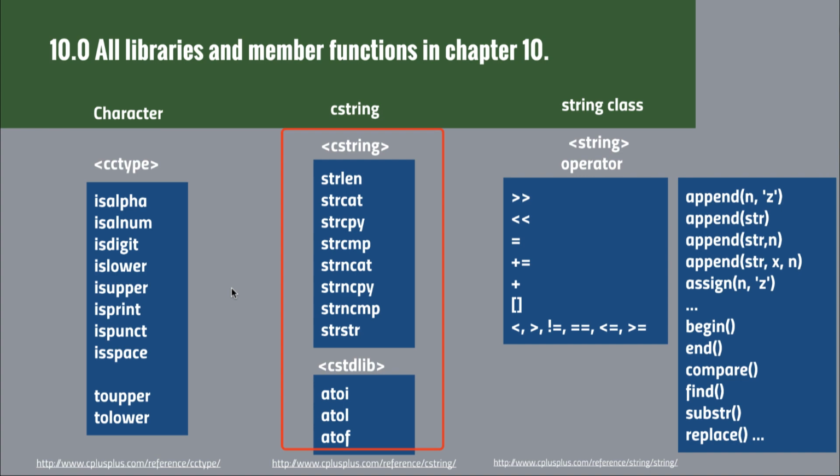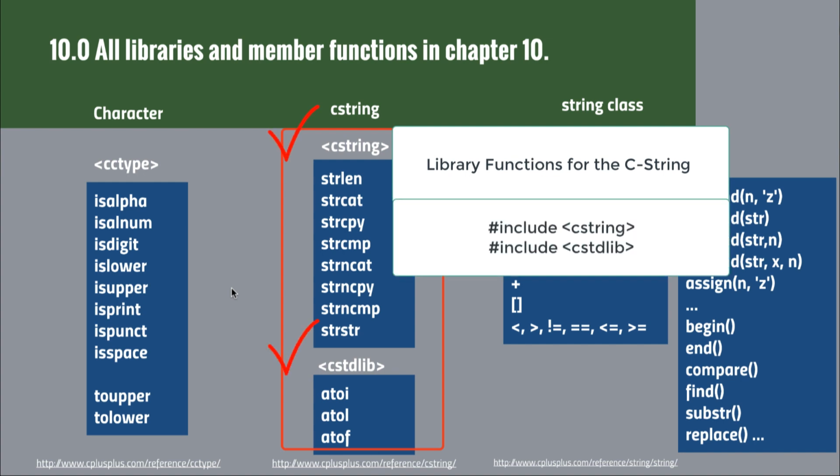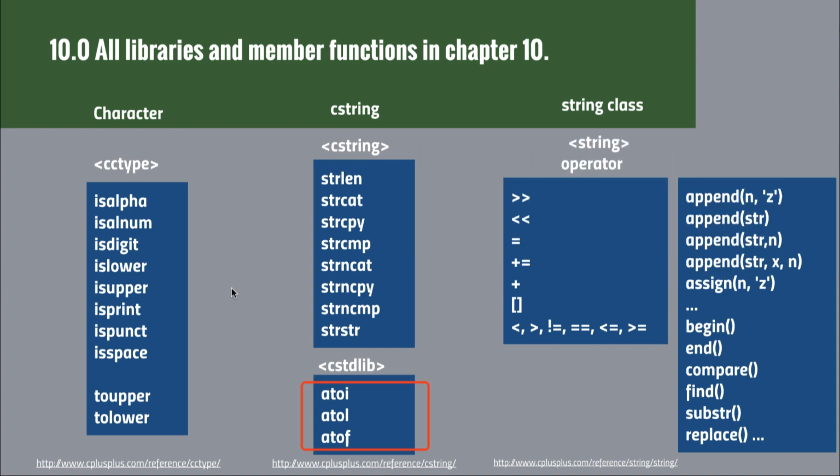The next group of functions are related to the C-string type. We need to include two kinds of header files. The first one is cstring and the second one is cstdlib. All these function names start with str. The 3 functions in the bottom box are to convert ASCII values to integer, long integer, or floating values.